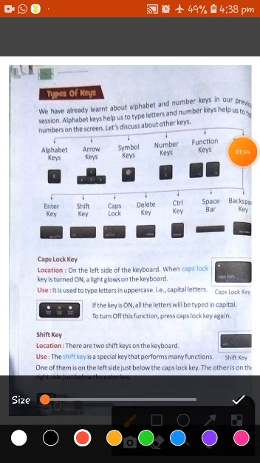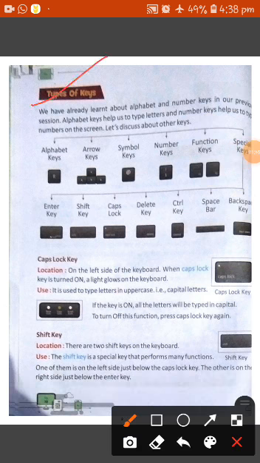Now, types of keys. So, we have already learned about alphabet and number keys in your previous session. Now, what is an alphabet key? An alphabet key helps us to type letters and numbers on the computer, which helps us to type them on the screen. Let us discuss the keys. So, this is your alphabet keys, from A to Z are alphabet keys.